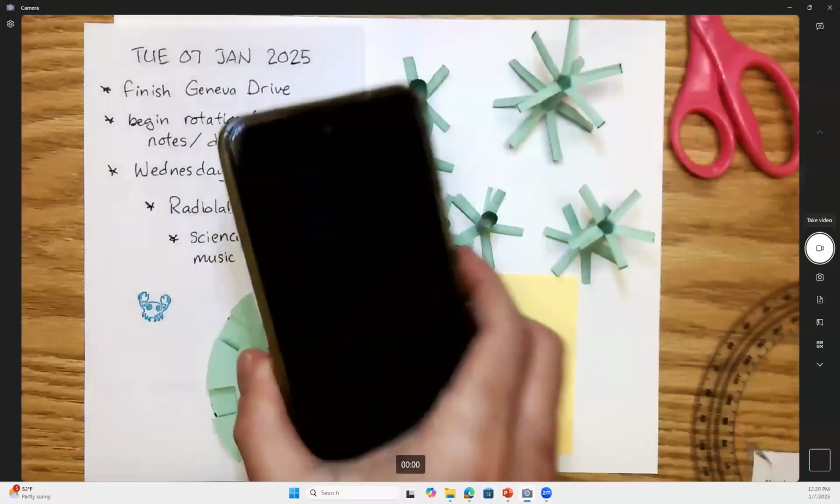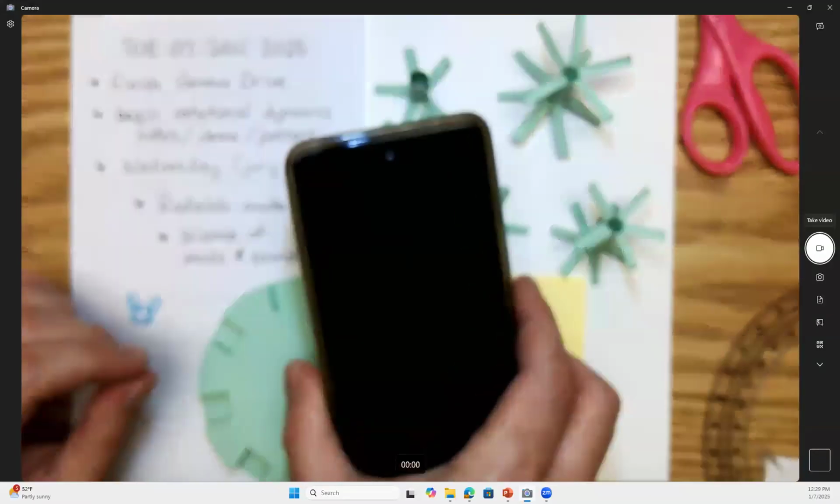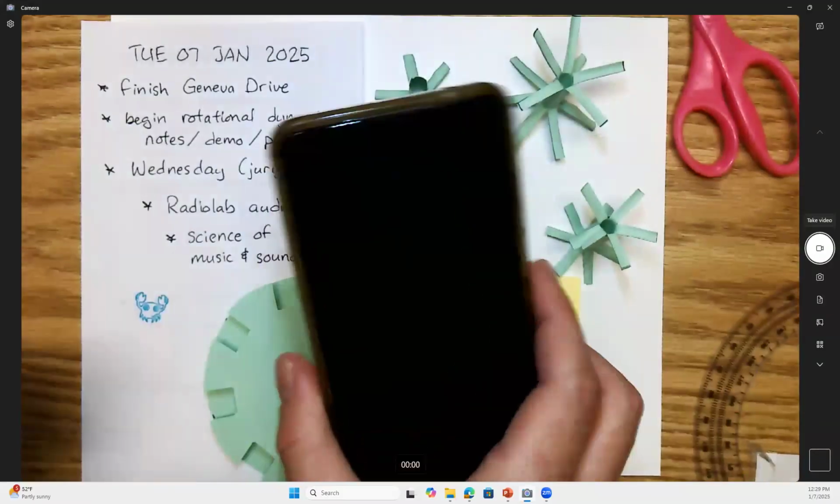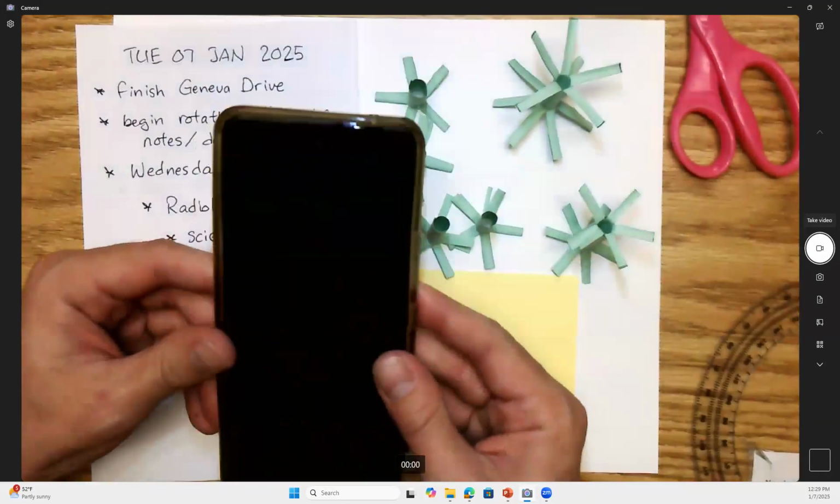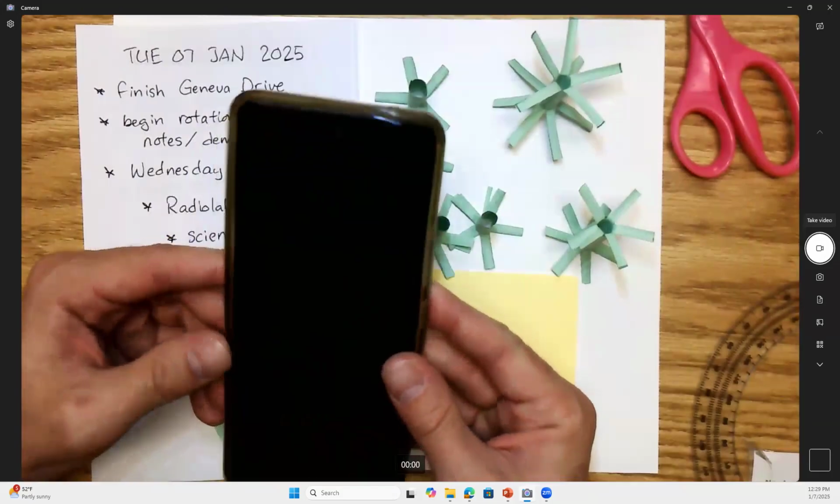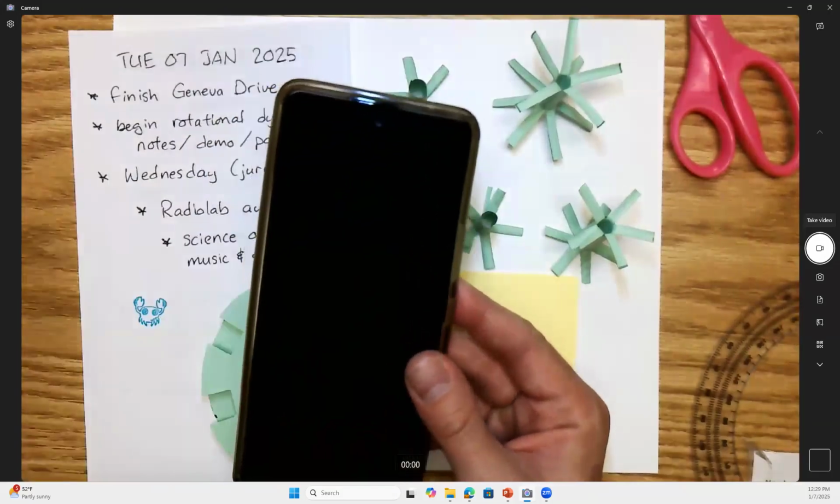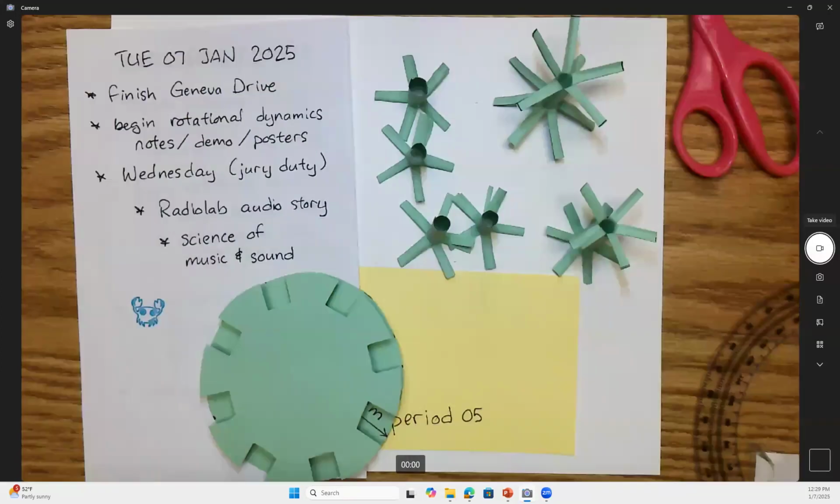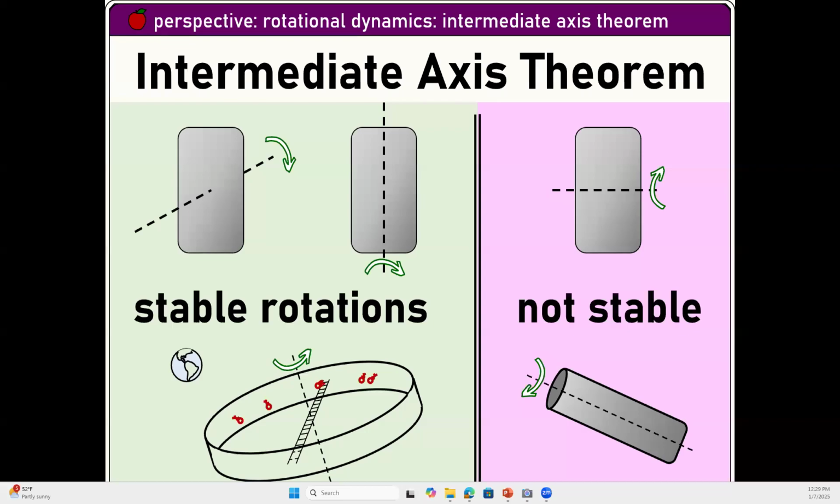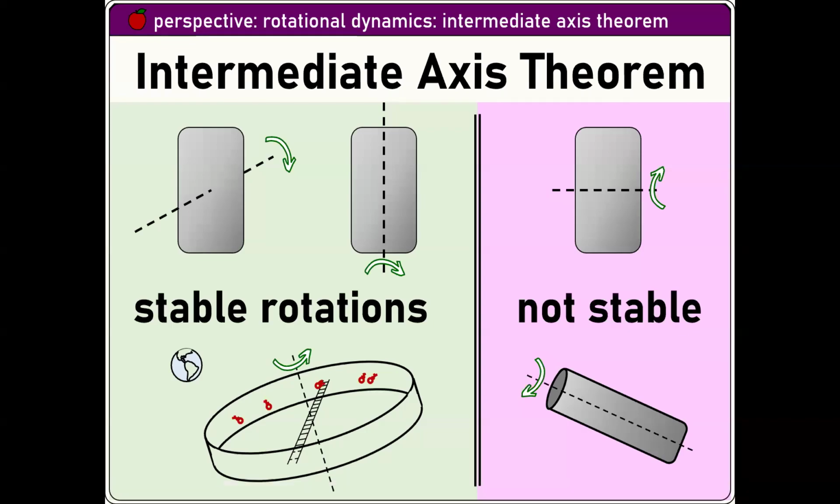This goes by different names. It's called the intermediate axis theorem. You see it with a tennis racket. There's a video on YouTube by Veritasium that takes about half an hour to go through and explain this. It's a really weird corner of physics that's beyond the scope of this class, but I want to plant it there as food for thought. If that really piques your interest, then maybe on your own time you can click that.